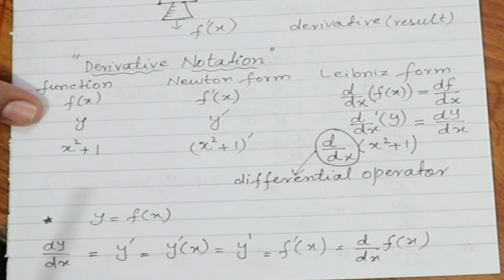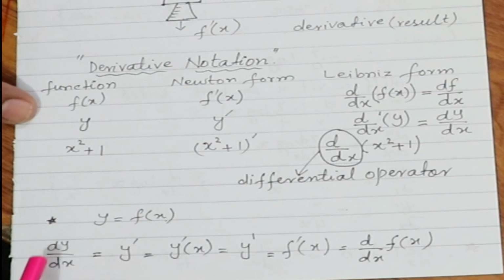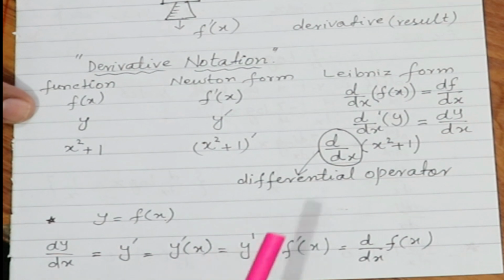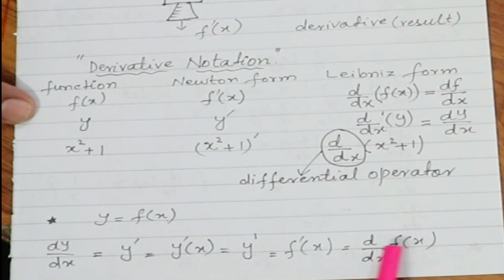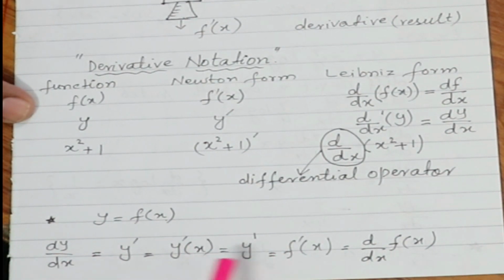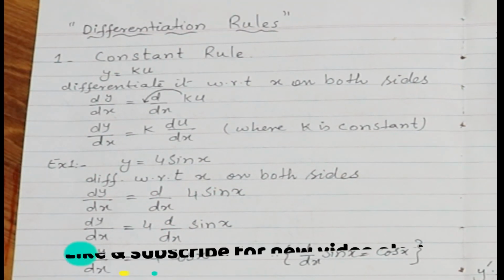If we have a function y equal to f of x, we can represent the derivative as dy upon dx, y prime, y1, f prime x, d upon dx of f of x. All have the same meaning, all represent the first derivative. Now we come to the topic differentiation rules.